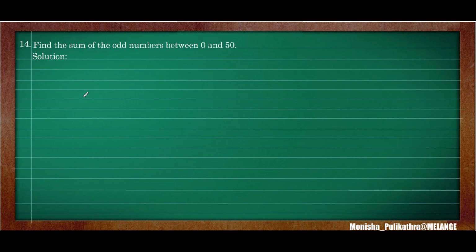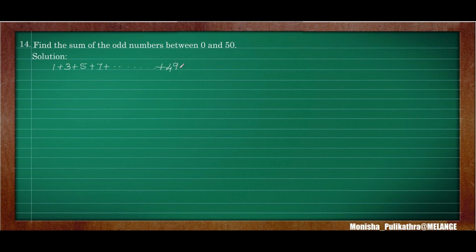The 14th question is: find the sum of the odd numbers between 0 and 50. From 0 to 50, whichever odd numbers are there, we need to find the sum of them. The odd numbers start from 1, 3, 5, 7, etc. Less than 50, which is the odd number?